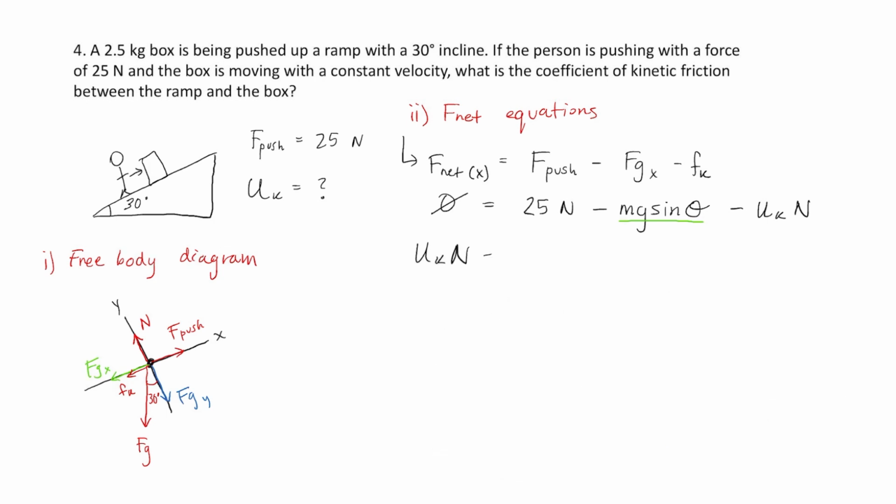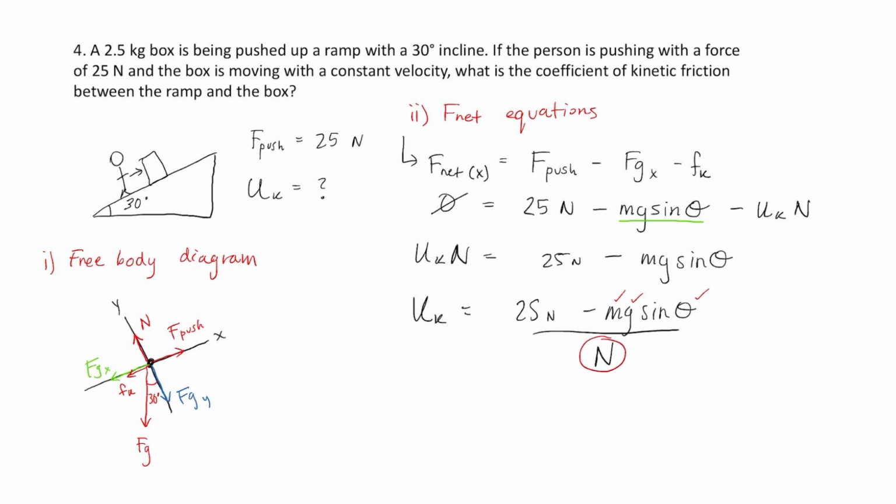Now let's keep working on our Fnet x equation. We want to solve for the coefficient of kinetic friction, so we'll rearrange and isolate for mu k. Now looking at this equation, we know the mass of the box, we know the acceleration due to gravity, and we know the angle of the incline. What we're missing is the normal force. How do we find the normal force?